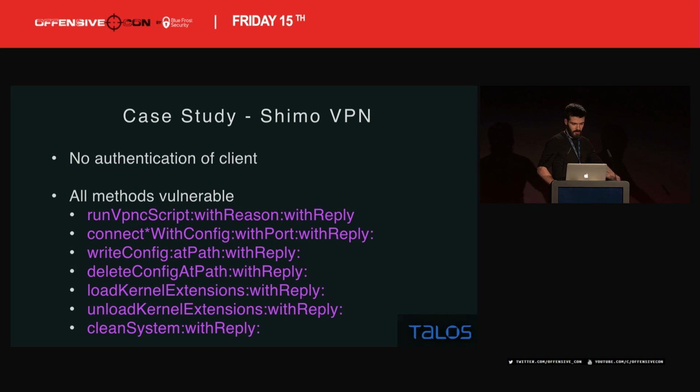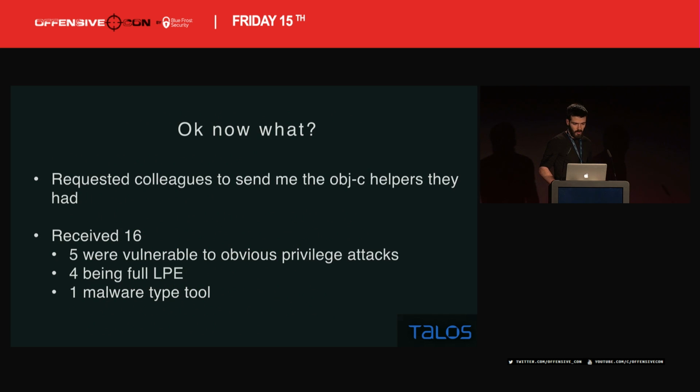Okay, talked about this. All methods were vulnerable. So then I talked to the people that work at Talos. I had 16 of these programs. 5 of them were vulnerable, 4 being full local privilege escalation, 1 malware thing. And so my goal with this talk is to reach out to a larger group of people, give it to you guys, and everybody that has an OSX computer, I'm hoping you can go and run these on your system. I know there's more vulnerabilities out there. I've seen them myself already, and so I'm hoping to do crowdsourcing to get more people to look at these.